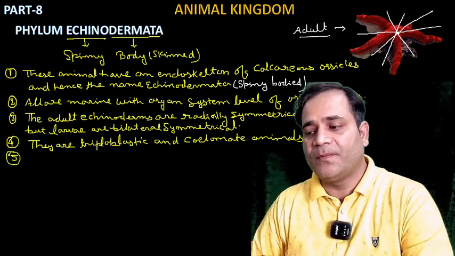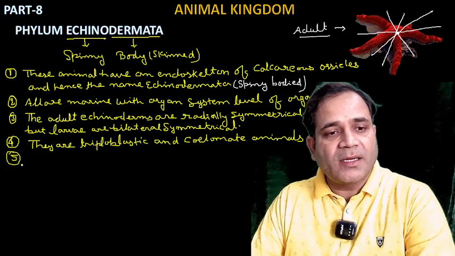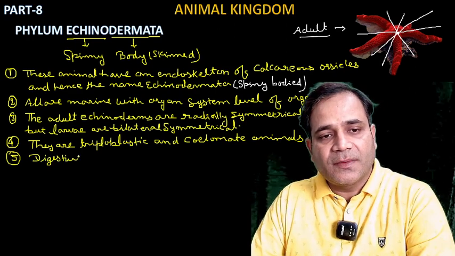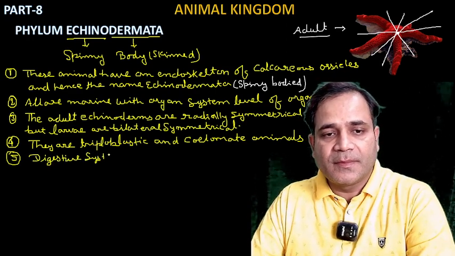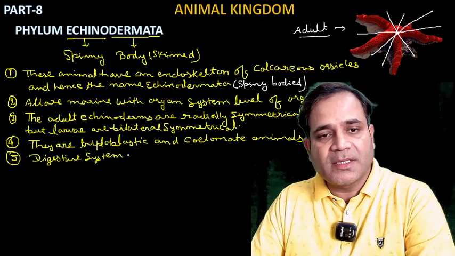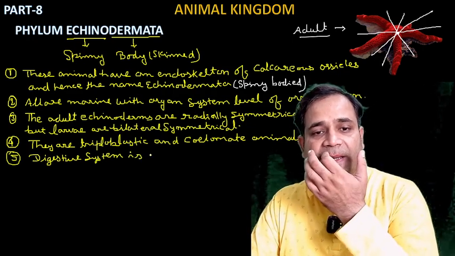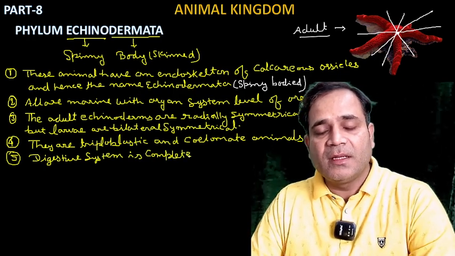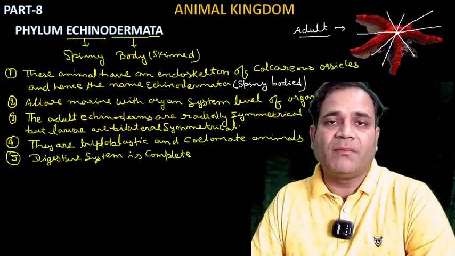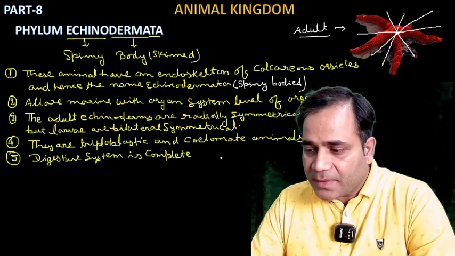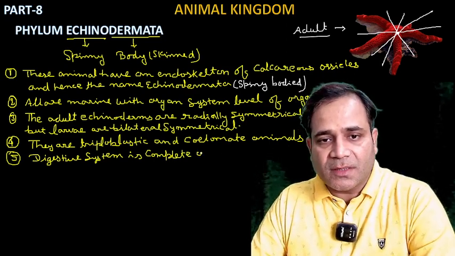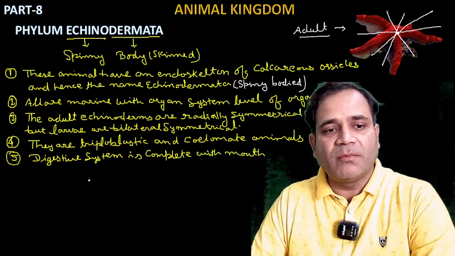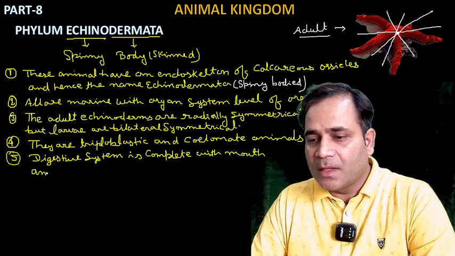Now, fifth point. That is very important to know. If anybody asks you about the digestive system, then what do you say? The digestive system is complete. So if I'm saying the digestive system is complete, it means they have an alimentary canal which starts from the mouth and ends at the anus. So that's why I'm saying complete digestive system, with mouth.